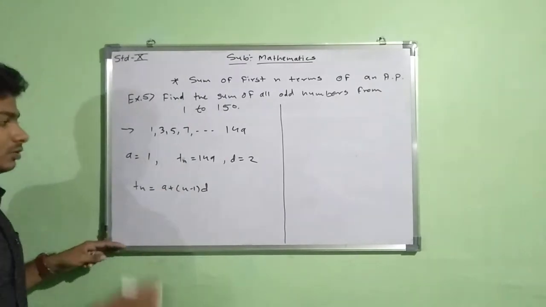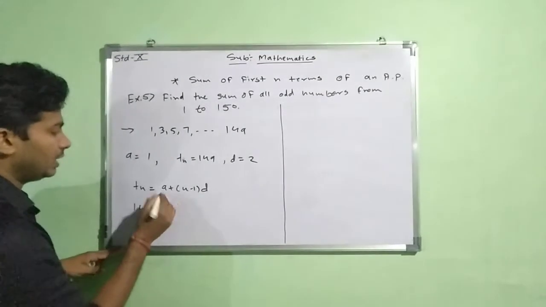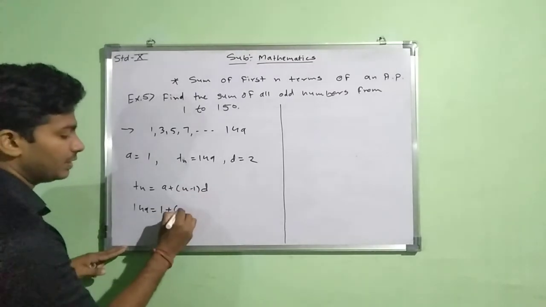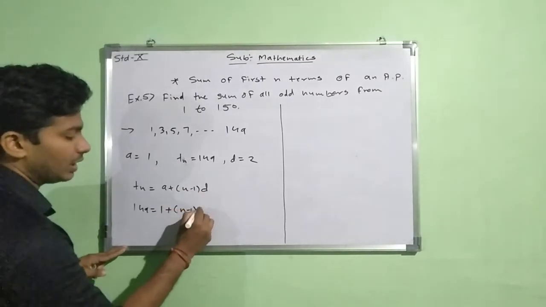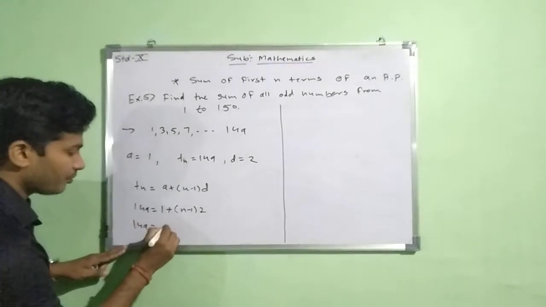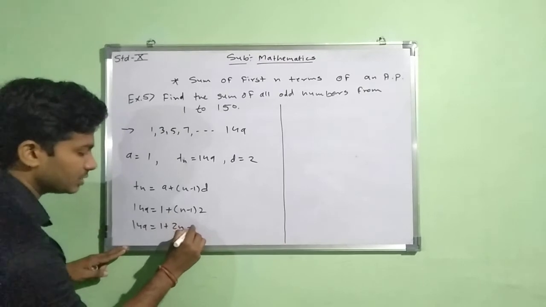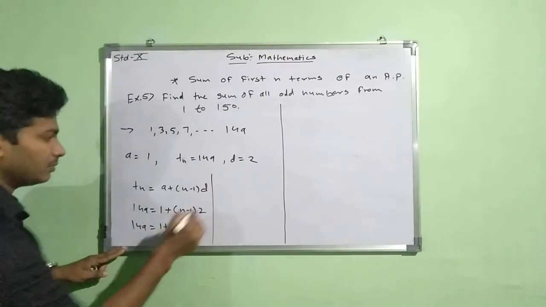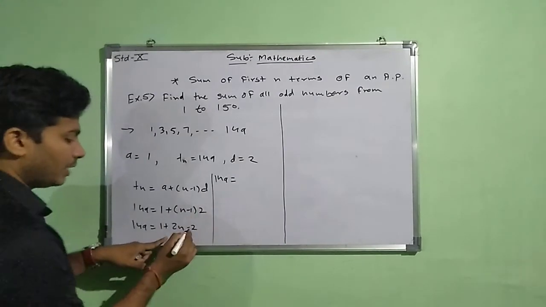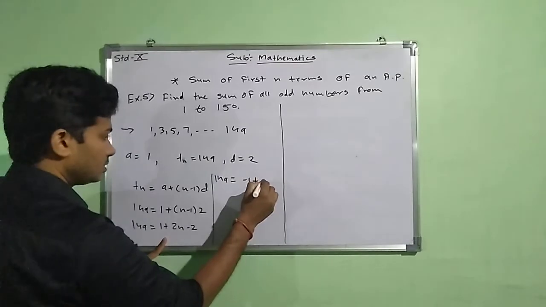Now the value of tn we have, which is 149, is equal to a, which is 1, plus n minus 1. The value of n we don't know, so n will be as it is. d we have, which is 2. So 149 is equal to 1 plus, with that 2 multiplied inside the bracket, 2n minus 2. So it becomes 149 is equal to, minus 2 plus 1 becomes minus 1, so minus 1 plus 2n.